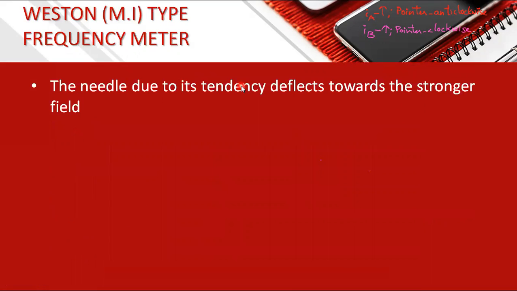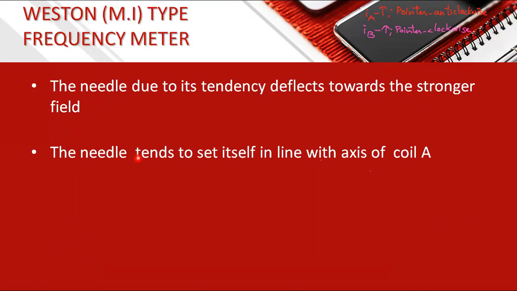Due to this, the needle tends to deflect towards the stronger field. Now the stronger field is the field due to coil A. So the needle tends to set itself in line with the axis of coil A. The pointer deflects to the left or anti-clockwise direction. So there we have higher frequencies mentioned on the calibrated scale.